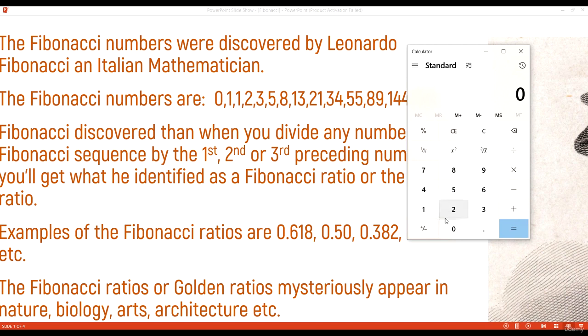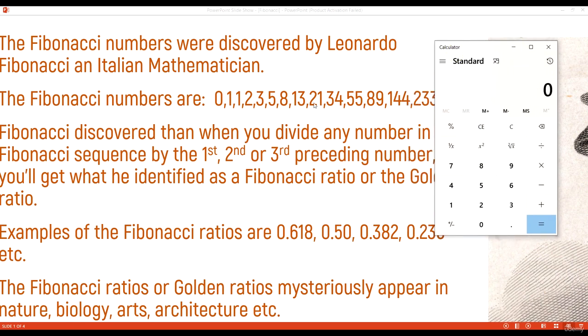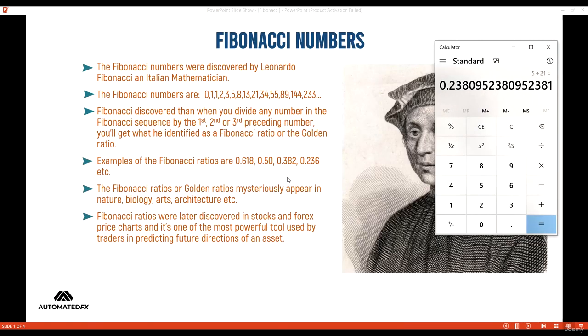For example, when we do 1 divided by 2, what do we get? We get 0.5, right? Just go on and divide them randomly. We can just do 5 divided by 21. What do we get? 0.236. It's approximately this. It might not be very exact to every decimal point, but it's approximately this.